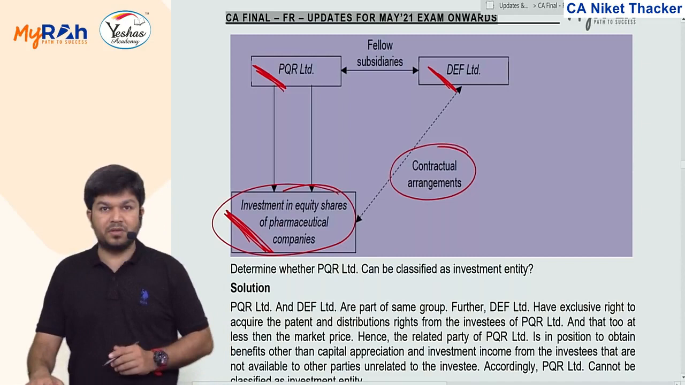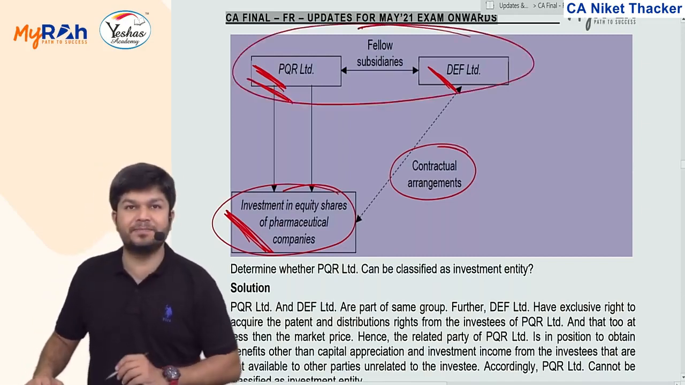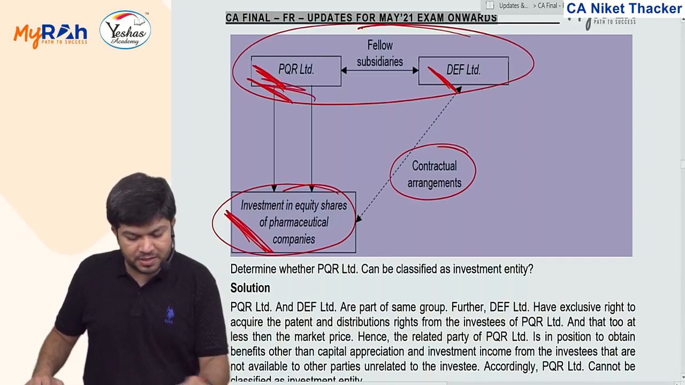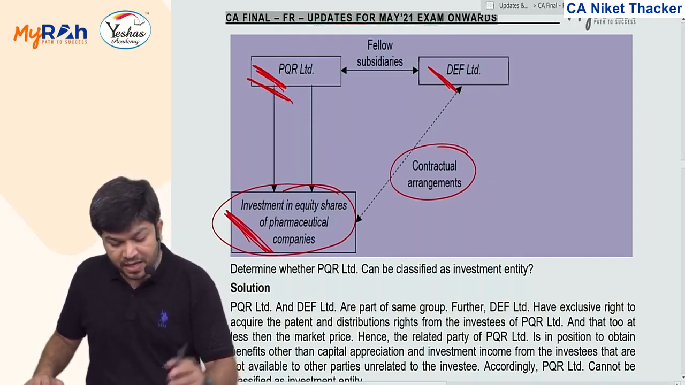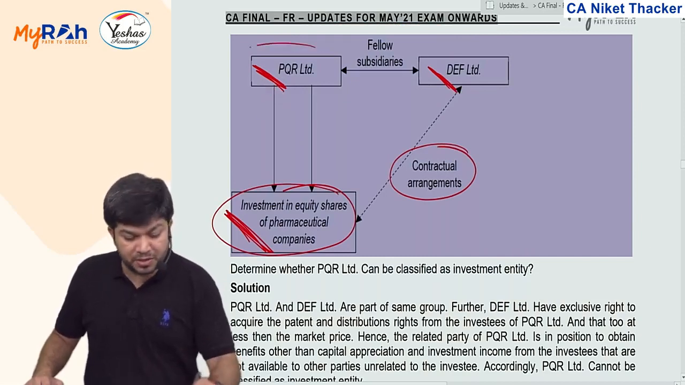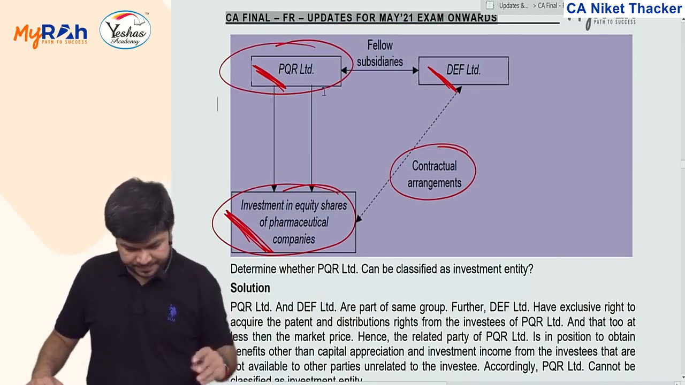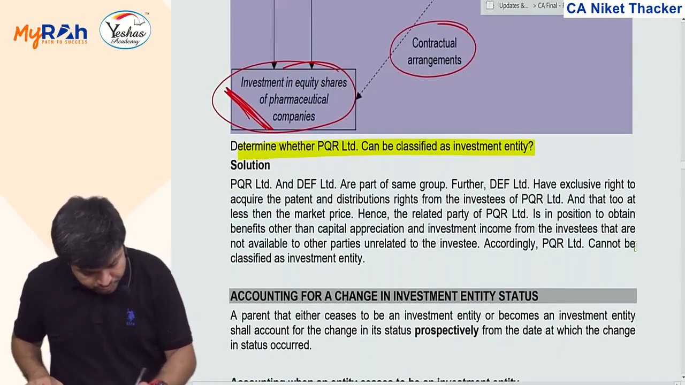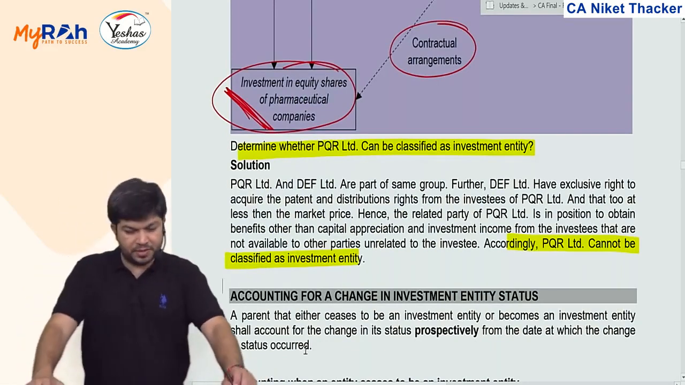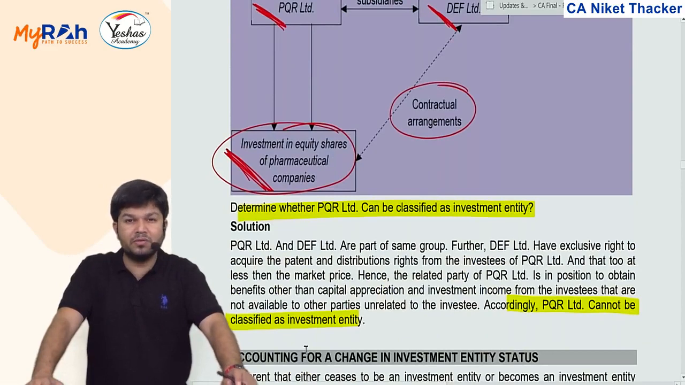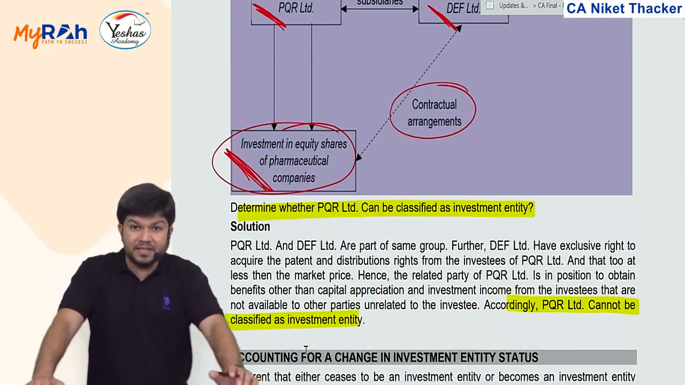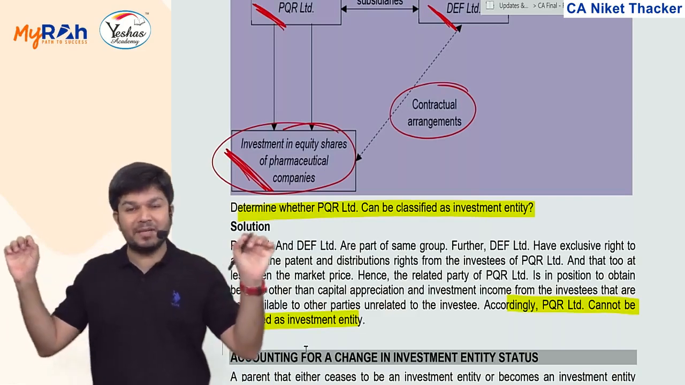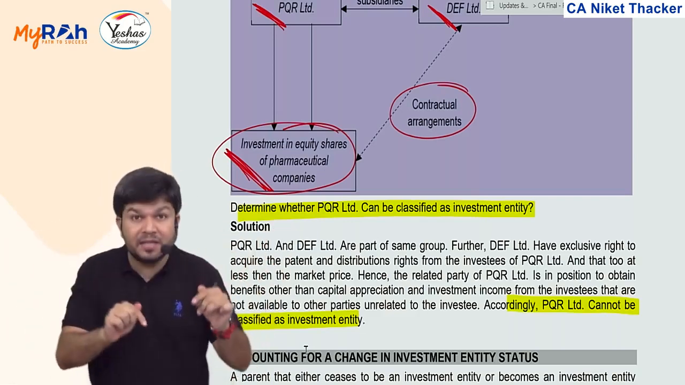Now pay attention. Either me or my group entity, are they getting other benefits? Yes. I'm not getting, but my group entity, the fellow subsidiary, is getting other benefits. So PQR is not an investment entity. Whether PQR can be classified as an investment entity, the answer will be no. My group member is getting other benefits from my investment. The sole purpose is not to get capital appreciation.